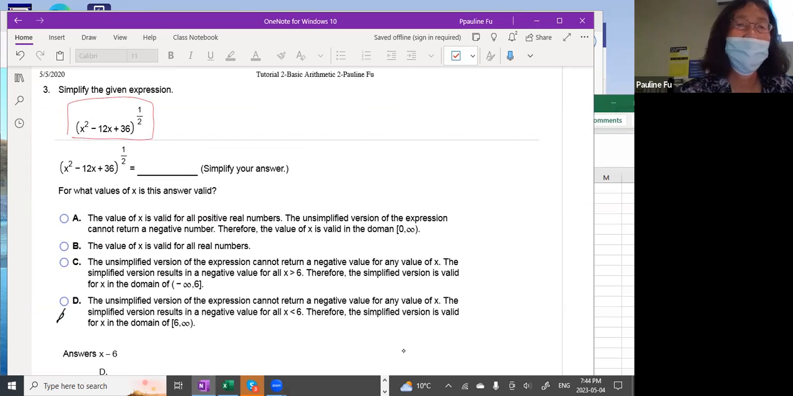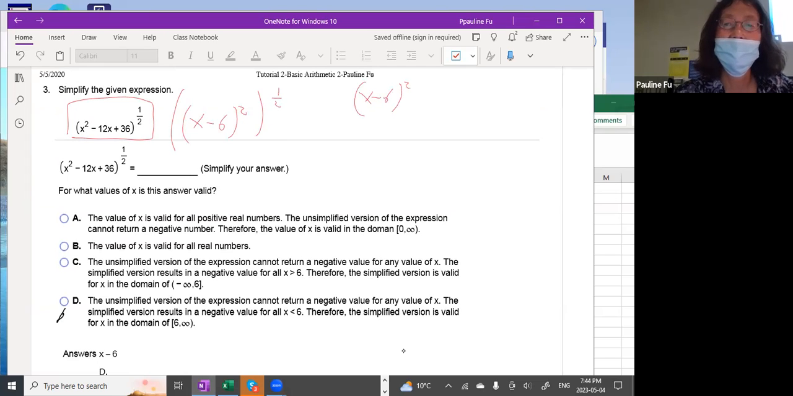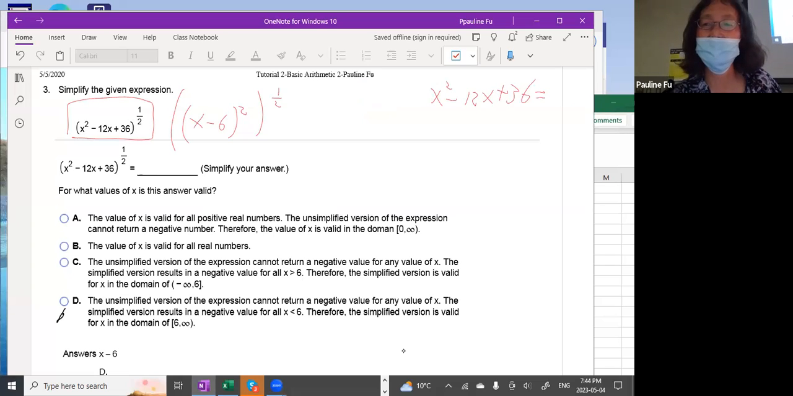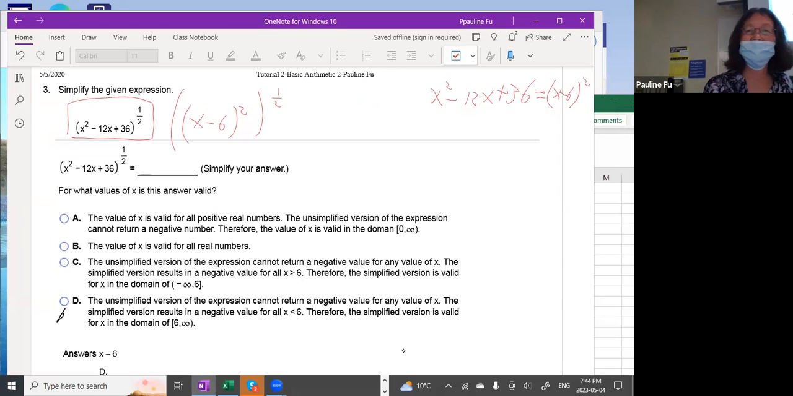So first, we know this one equals x minus 6 squared, and then to the power 1/6, because x minus 6 squared equals x squared minus 12x plus 36. That's why x squared minus 12x plus 36 is the same as (x minus 6) squared.